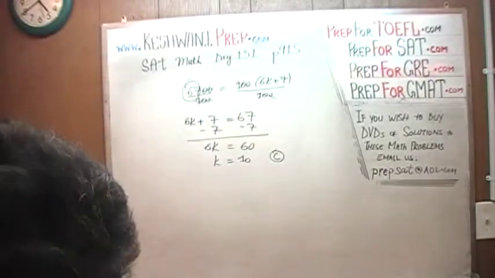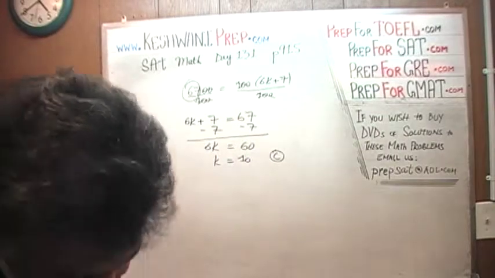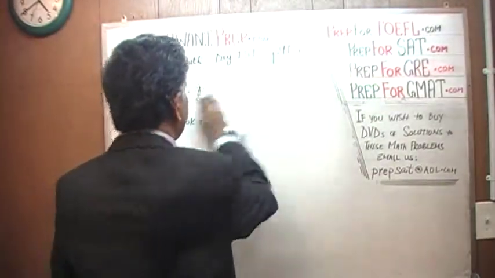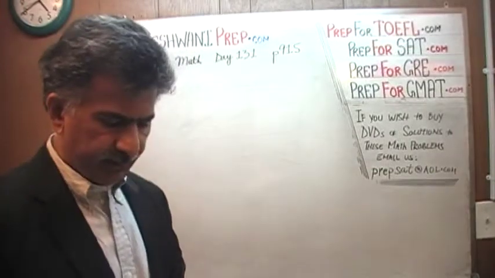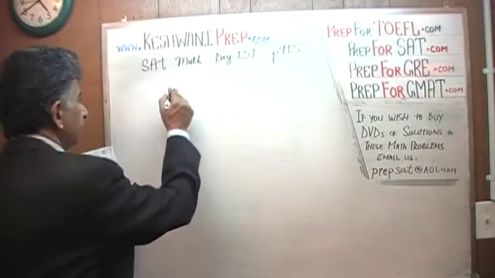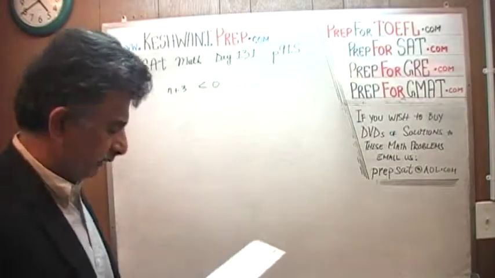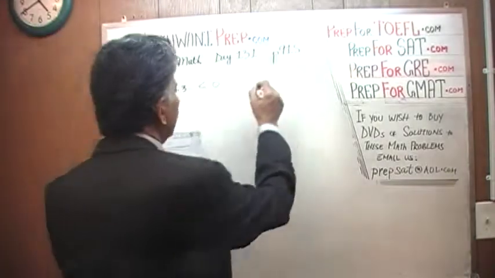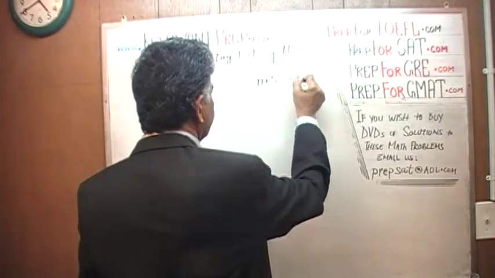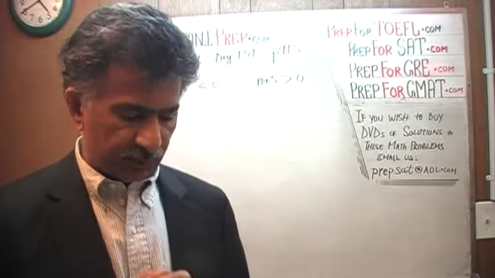Number 2. If 3 more than n, so we have some quantity n, and we are told that 3 more than that is a negative number. So n plus 3, whatever it is, is a negative number. It is less than 0. That's what it means for it to be a negative number. We are also told that 5 more than n is a positive number. The question simply is, which of the following could be the value of n among the choices that are given to us?